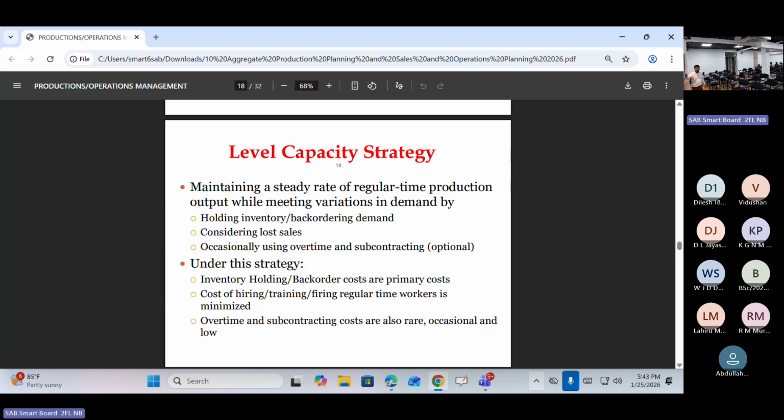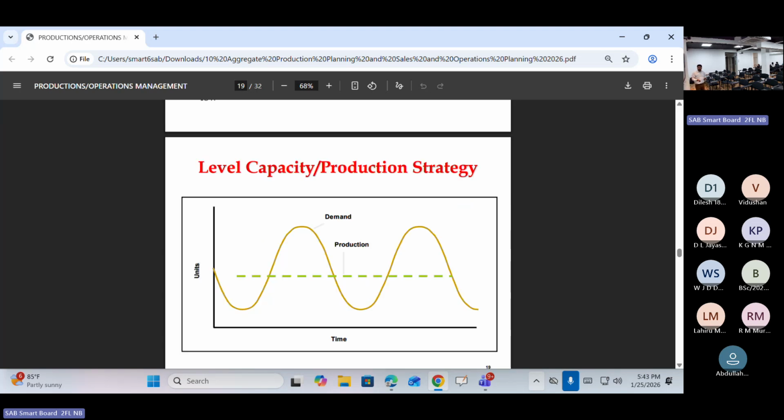But any costs related to workforce level changes like hiring, firing, training, right? So they're not relevant if they're following a level strategy. Overtime and subcontracting costs are also rare or occasional and low. I will take you through one example to get an idea. That type of strategy is what we call level capacity.